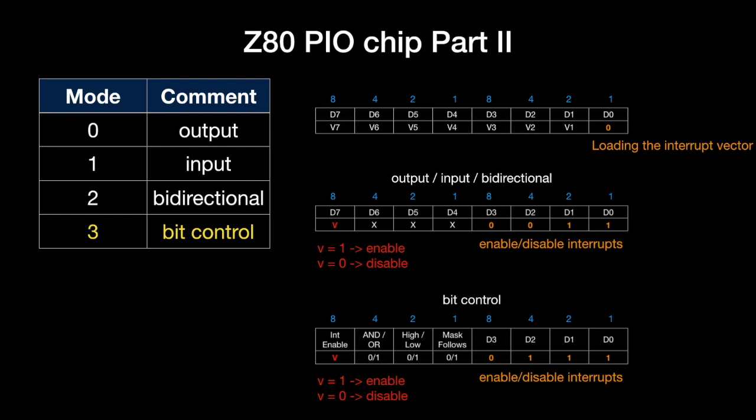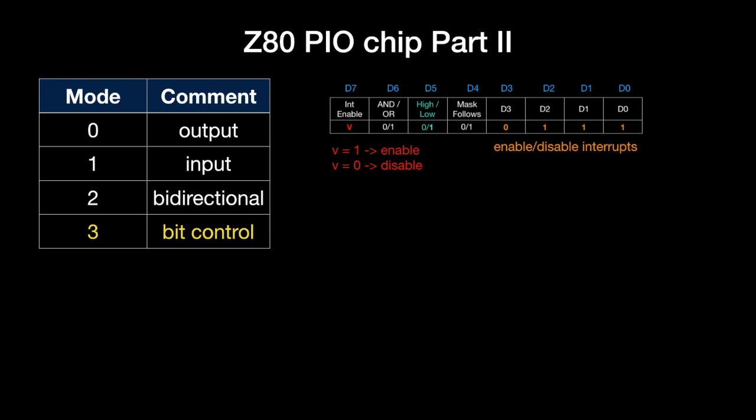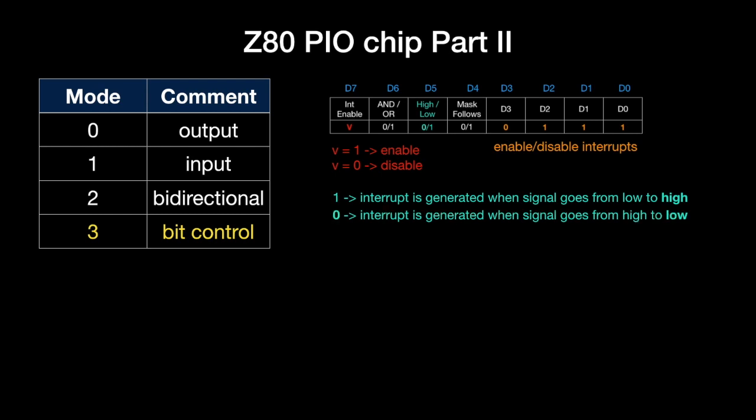It's almost the same command, but when D2 is 1, D4, D5, and D6 are no longer don't-care bits, but have a special meaning. Let's have a more in-depth look at these three bits. So at D5 you see high and low. That means if D5 is 1, an interrupt is only generated when all the signals go high. And if the flag is 0, an interrupt is generated when all the signals go low.